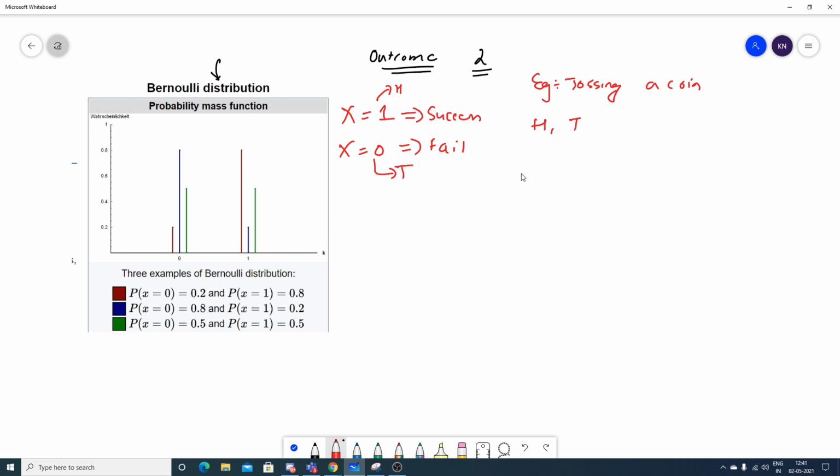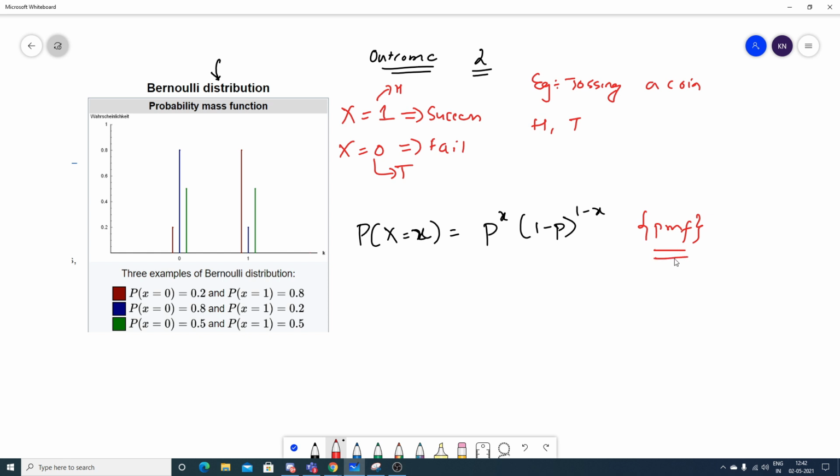If we have this kind of situation, we can definitely say that X is following a Bernoulli distribution. For this, the probability of X, where X is a random variable taking some value small x, can be written as P to the power of x times (1 minus P) to the power of (1 minus x). This is called a probability mass function.